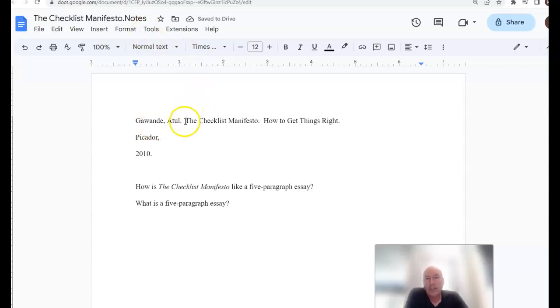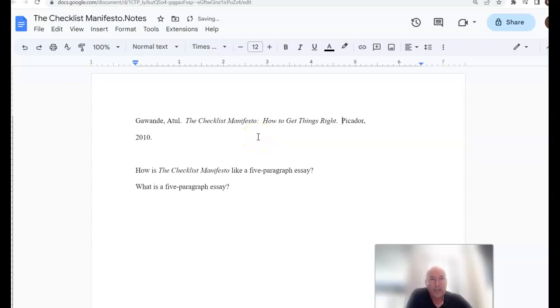And it's not just The Checklist Manifesto. It has a subtitle. You can see it right below here in smaller print. And we separate a title from a subtitle with a colon here like this. Also, book titles have to be in italics. We call them containers because they contain chapters.